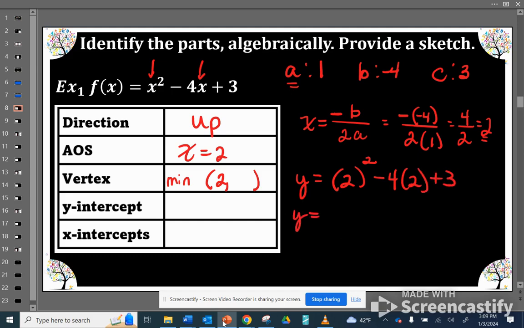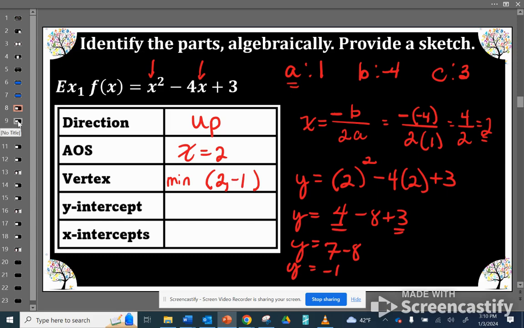Order of operations, we're going to do our exponents. We're going to multiply, and then we're going to combine. I like to combine my signs that are the same, so that is 7 minus 8. So the y coordinate of our vertex is -1.